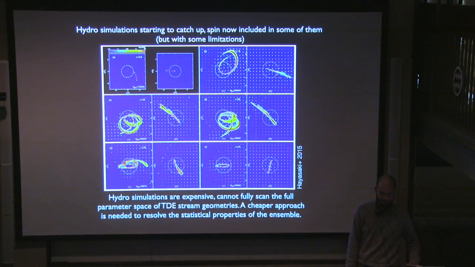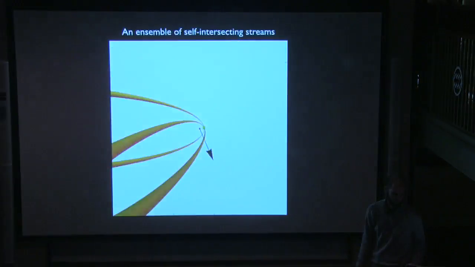So hydro simulations have shown this effect for the spin, causing it to miss. And this is the very first paper, I think, that shows this, led by Hayasaki. But these are expensive. You don't want to run a million of these. They take too long. So we went with a cheaper, heuristic approach, which I can describe in detail to you later if you so desire. But it allows us to construct thousands of these systems and ask about their statistical properties.